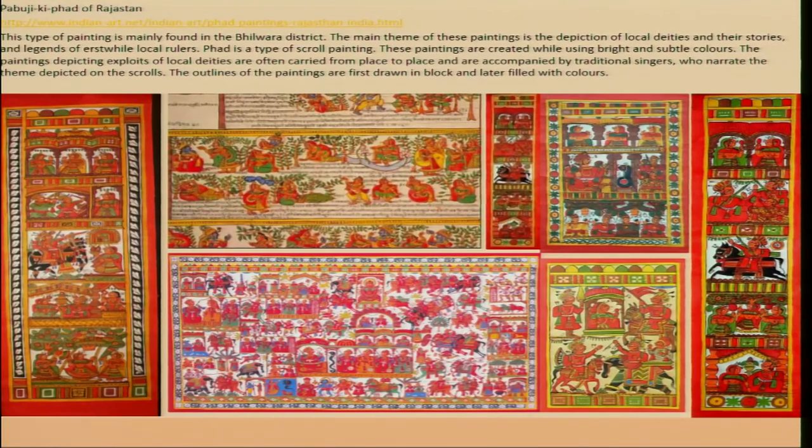The paintings that depict the exploits of the local deities are often carried from place to place and are accompanied by the traditional singers who narrate the theme depicted on the scrolls. The outlines of the paintings are first drawn in black and later filled with colors.